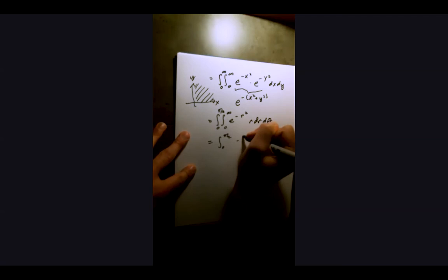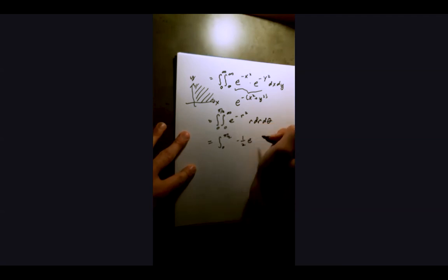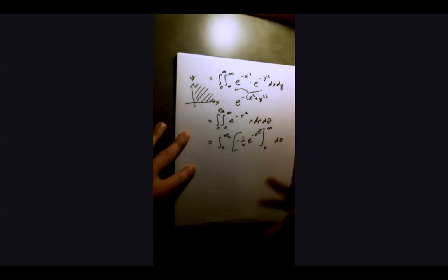I think it's negative 1/2 e to the negative r squared from 0 to infinity d theta.